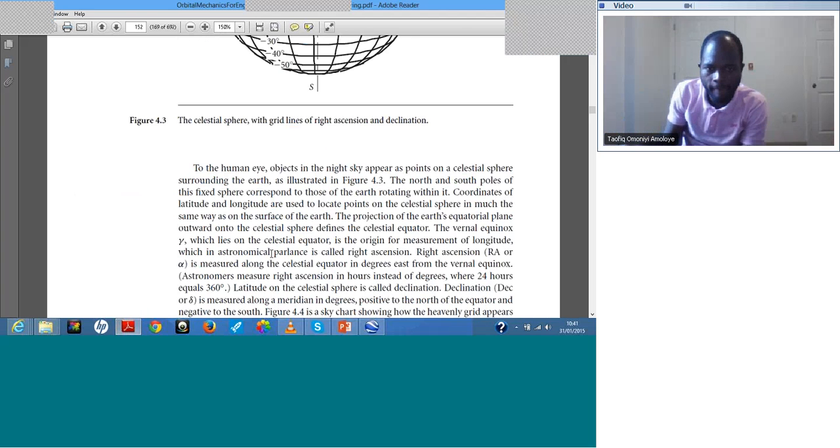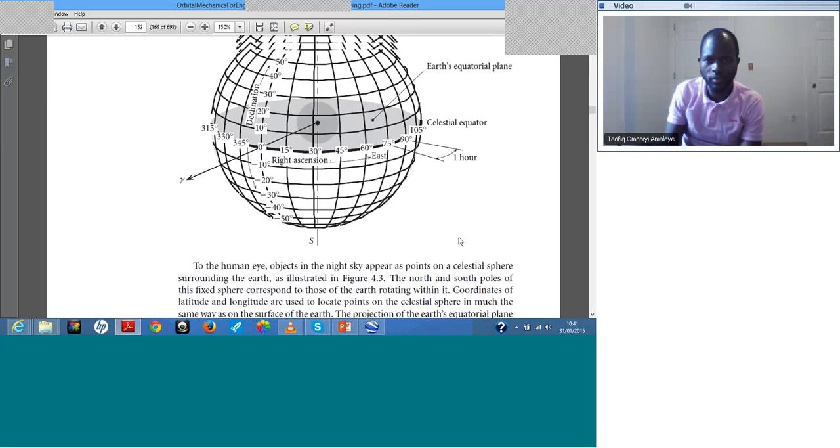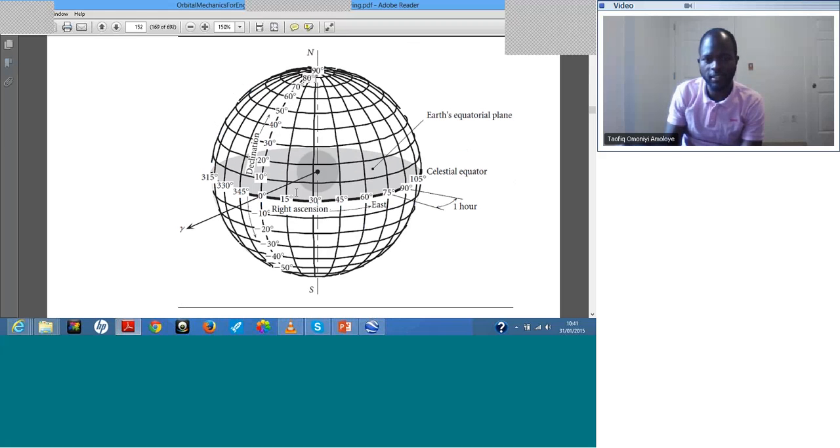So the projection of the Earth's equatorial plane outward onto the celestial sphere defines the celestial equator. The vernal equinox Gamma, which lies on the celestial equator, is the origin for measurement of longitude. So in this diagram of the celestial sphere, the Earth is in the middle, and then the vernal equinox line, that is the line on which the ecliptic plane and the equatorial plane of the Earth coincide, is the one that is shown here.